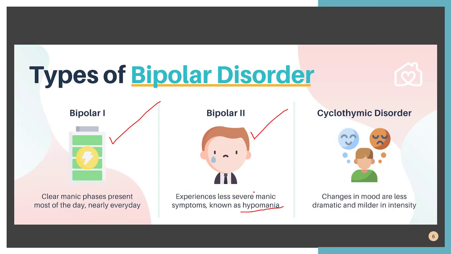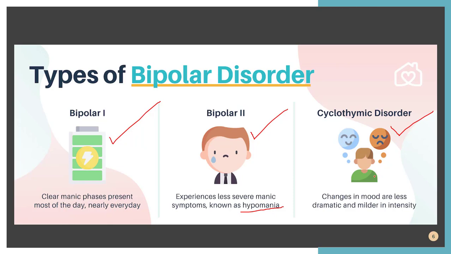Now, the third type of bipolar disorder is cyclothymia. Now, what is cyclothymia? People with cyclothymia have episodes of hypomania as well as depression. It is a combination of bipolar 1 and bipolar 2 disorder.